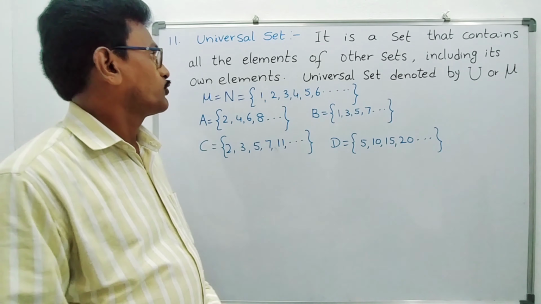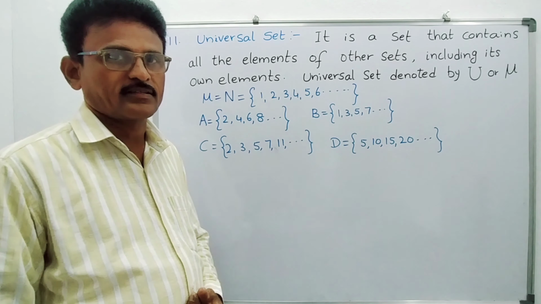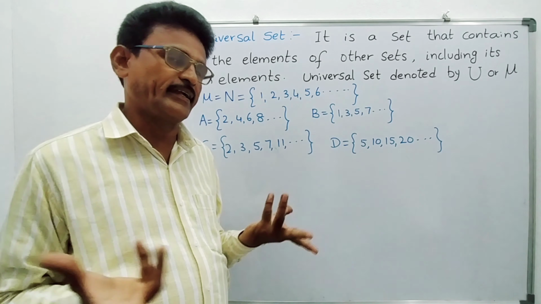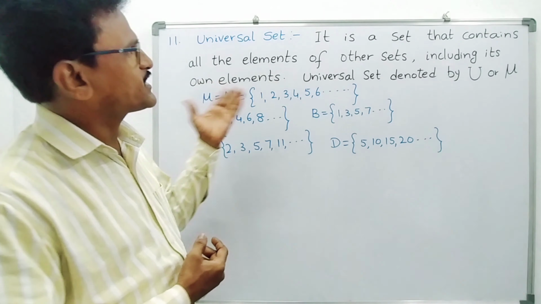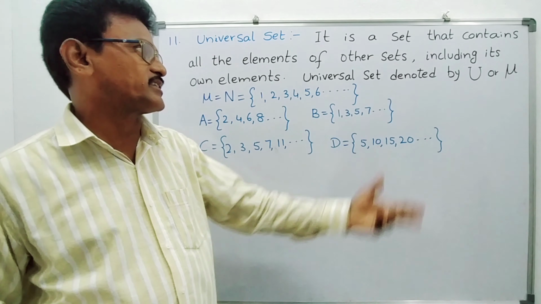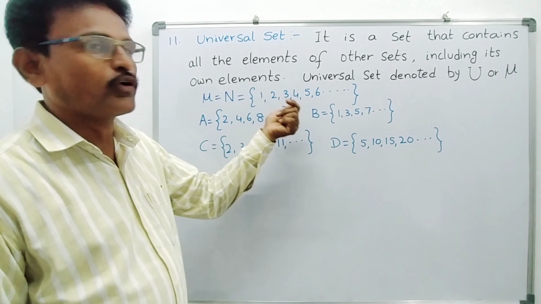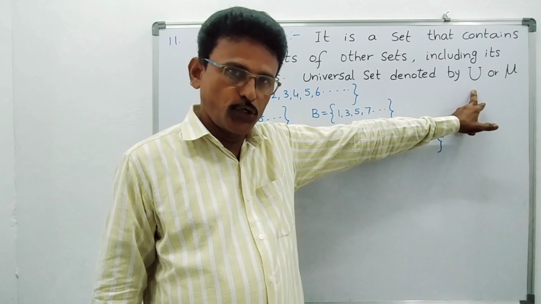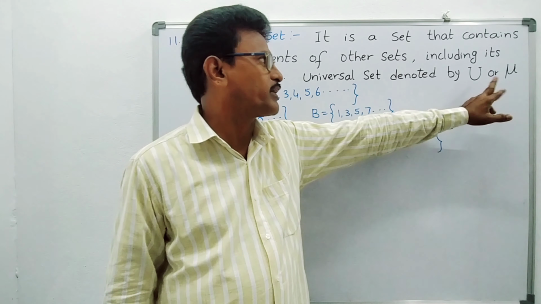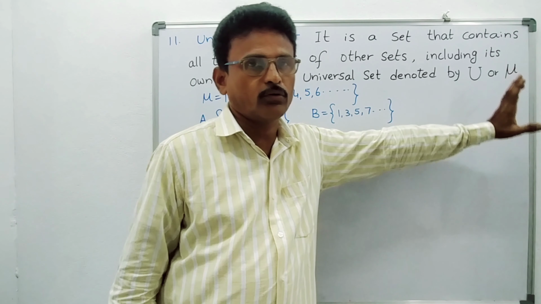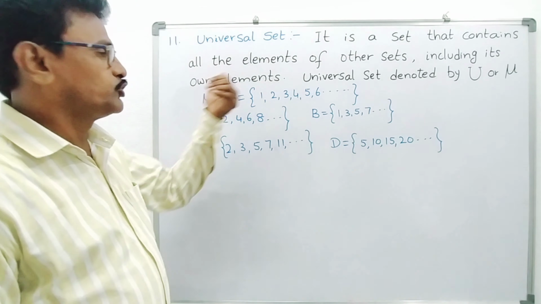Students, now we will discuss universal set. See, universe, so that contains entire things. So universal set also, it is a set that contains all the elements of other sets, including its own elements. The symbol for universal set is capital U, which we read as mu. U or mu we have to represent for universal set.